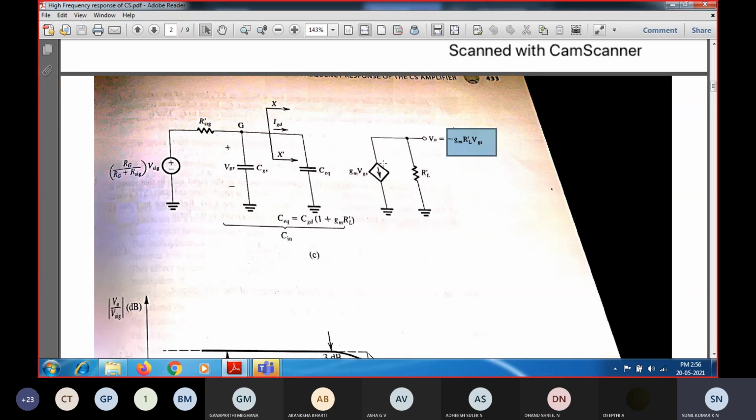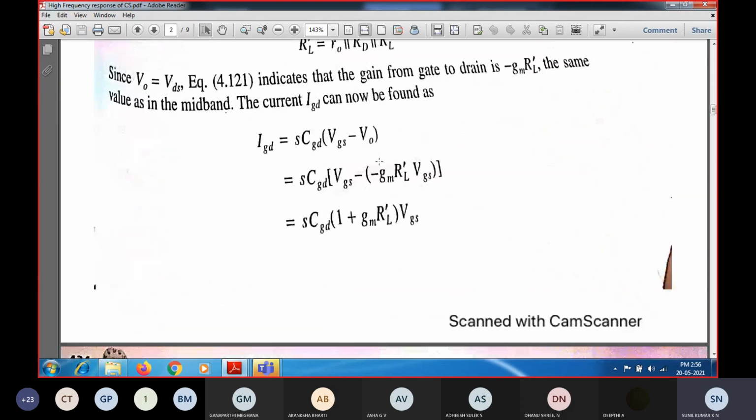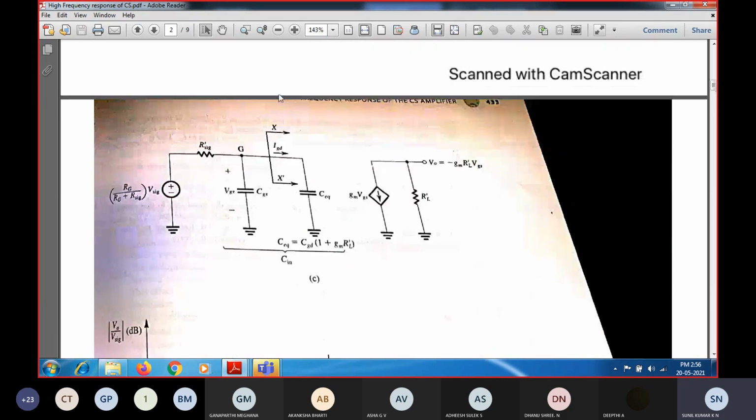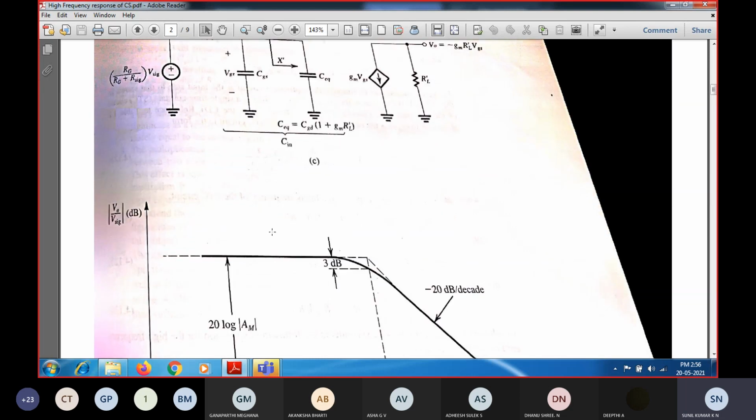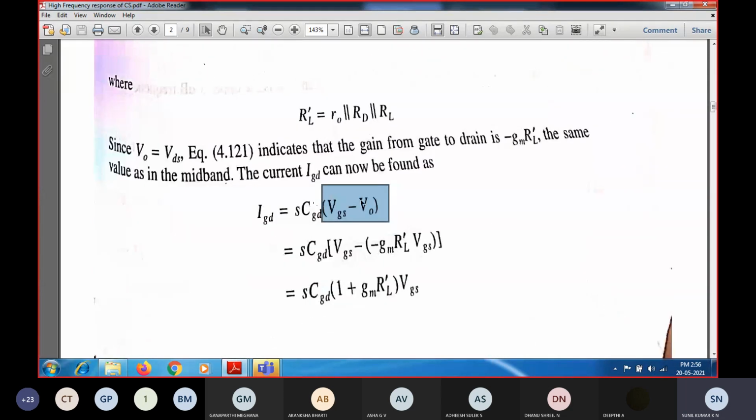Okay, and I can write that in the figure. IGD can be written as the capacitance multiplied with VGS minus V naught. VGS is the voltage across this point, so we have to find out VGS. It should be equal to V signal into RG divided by RG plus R signal, into CGS divided by total resistance. Like that you are going to find out the value. So S into CGD into VGS minus V naught.